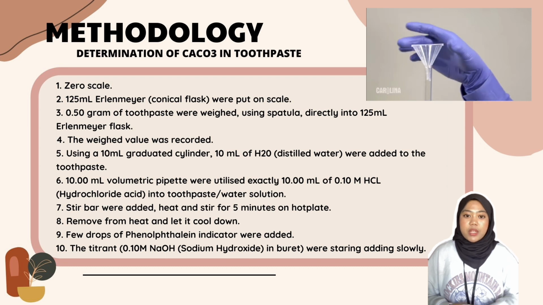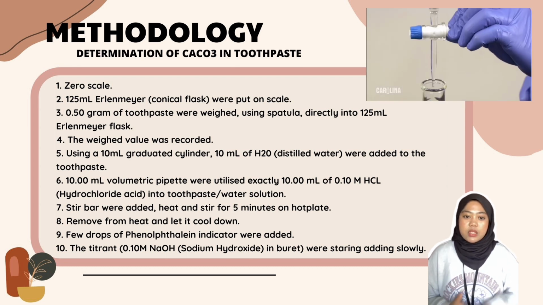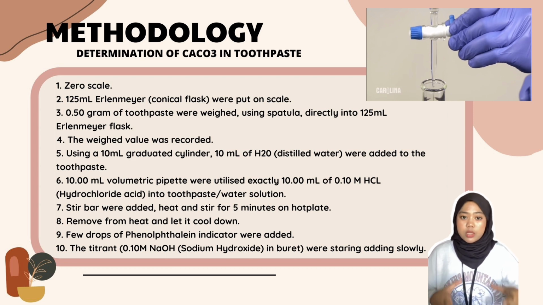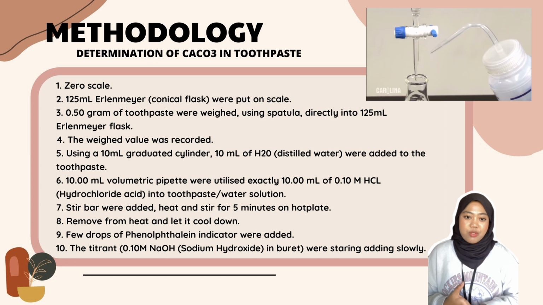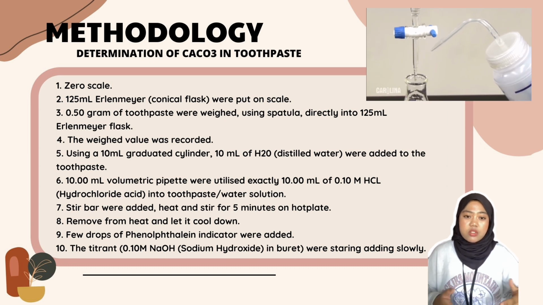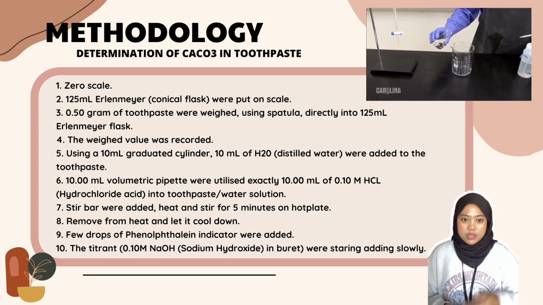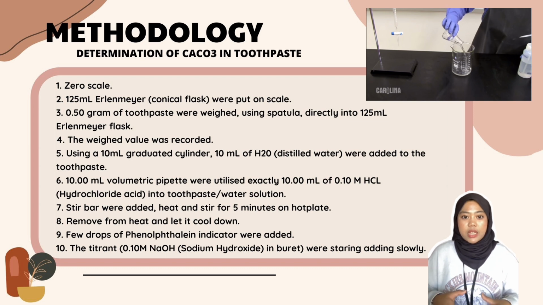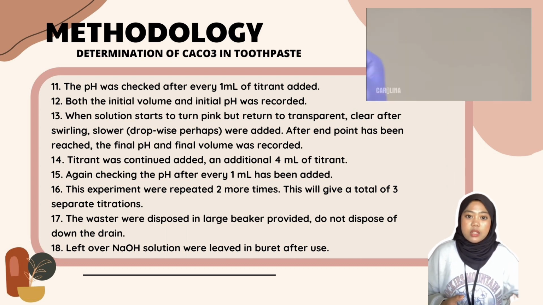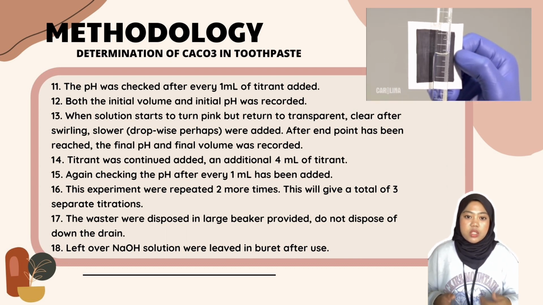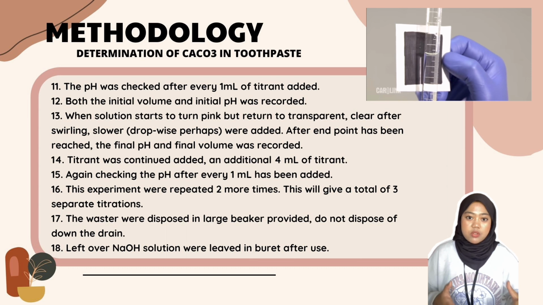Then a stir bar was added, and it was heated and stirred for 5 minutes on a hot plate. After heating, remove from heat and let it cool down. Then a few drops of phenolphthalein indicator were added. The titrant, which is 0.1 molar sodium hydroxide in the burette, was added while stirring, and make sure to do it slowly. And then the pH was checked after every 1 ml of titrant added. Do remember that both initial volume and initial pH were recorded.